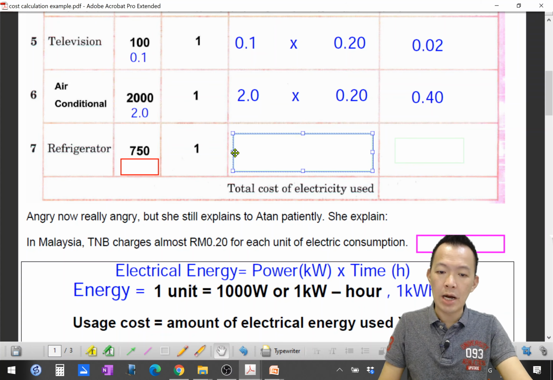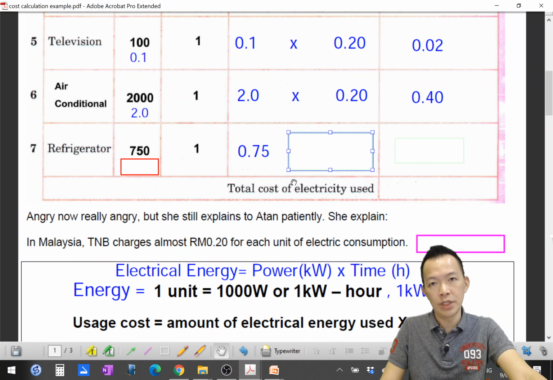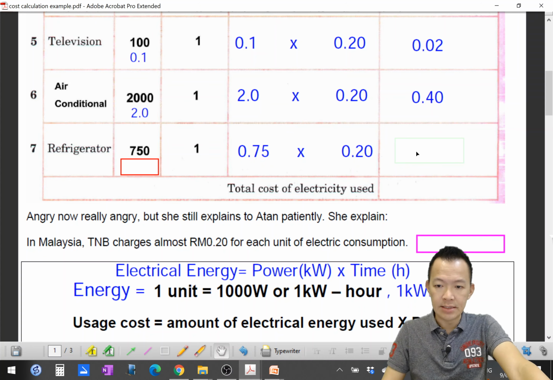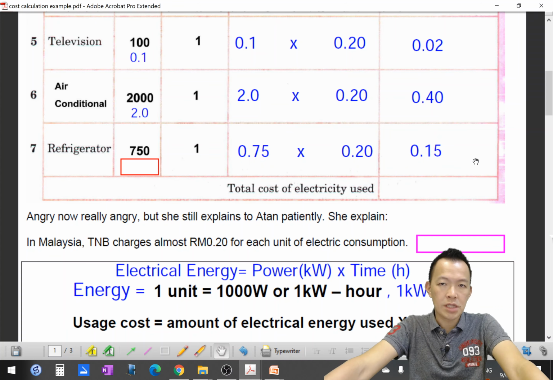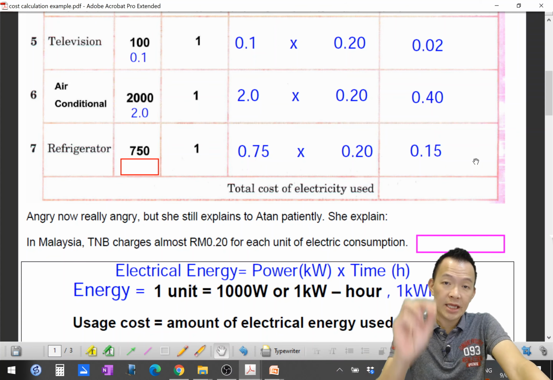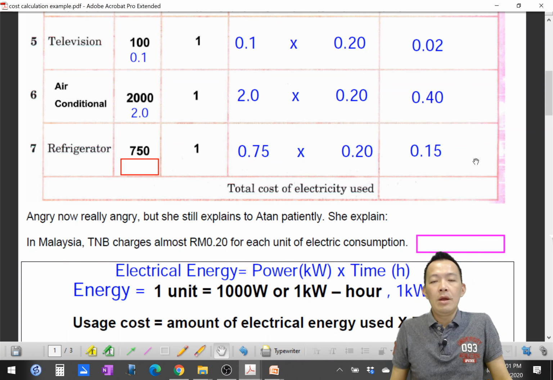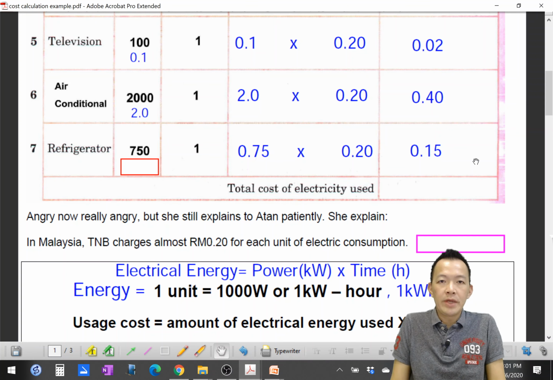Refrigerator, 750 watts, 0.75 times 1 hour. So how many units? 0.75 unit times 20 cents. So 1 hour for the refrigerator is 15 cents. Or should you turn off the refrigerator during the night when you go to sleep? No need. Our refrigerator controls the temperature. It is not running 24 hours. When the temperature is low enough, it will keep quiet. The motor, actually the compressor, doesn't run at all. So they just stand in your kitchen.